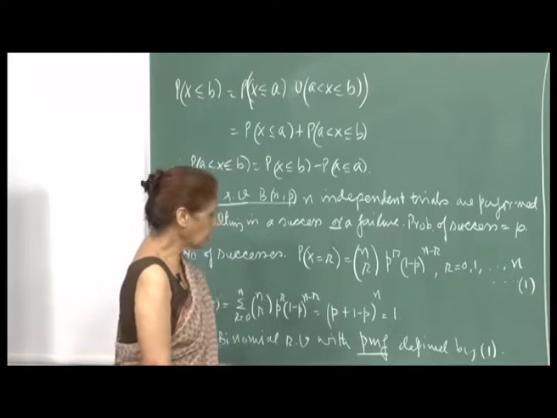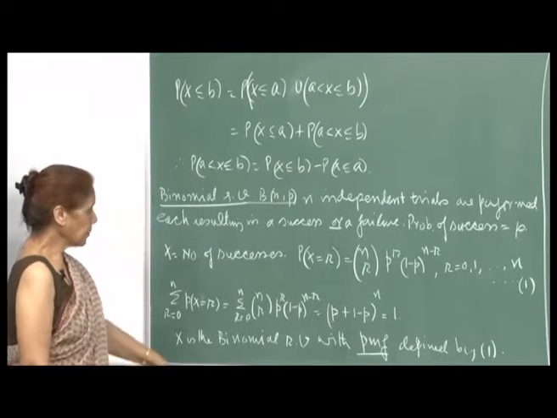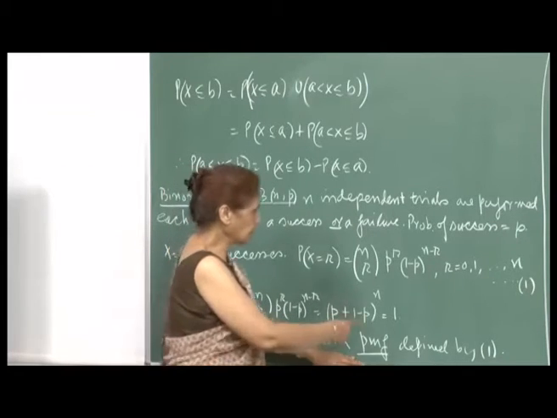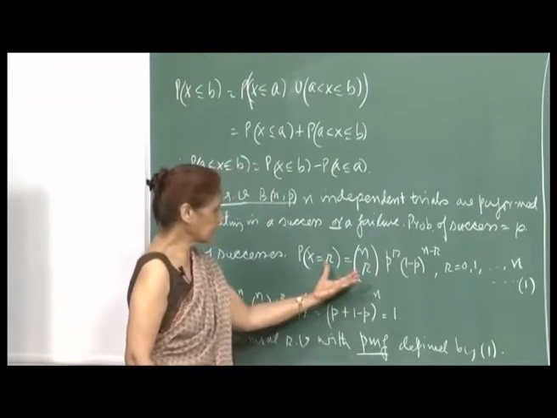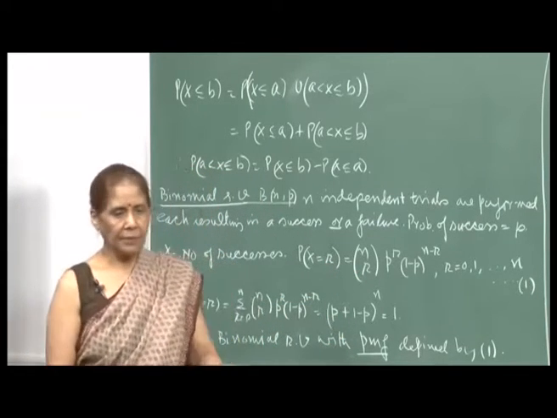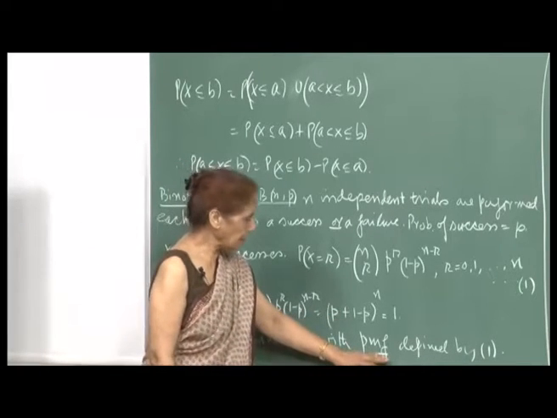Now let me again emphasize this fact that when the random variable is discrete, we describe its probability mass function. That means it gives you the function which specifies the probabilities for different values of the random variable X, and that is known as the probability mass function.